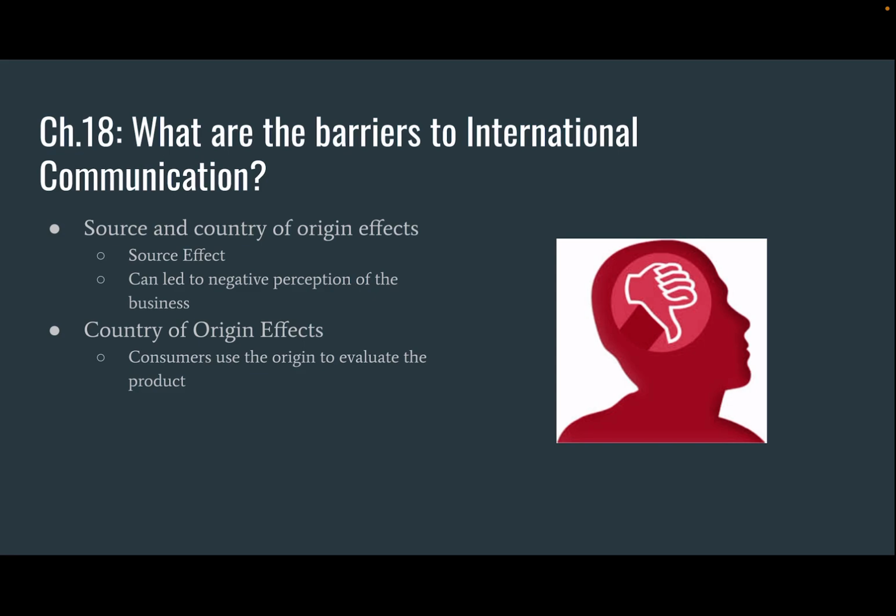Another would be the country of origin effect, which is the extent to which the place of manufacturing influences product evaluation. You can think of this as like San Jose State versus Harvard. People will tend to go to Harvard because it is more distinguished, being an Ivy League school rather than a public school like San Jose State.